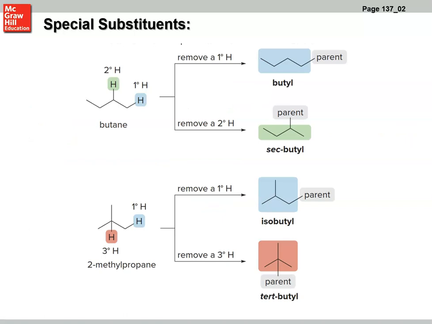For butane, there are also special circumstances. If we're looking at the attachment on the end, that's where we would just have the normal butyl group. However, if the original attachment point comes in the middle, then it's going to be a sec-butyl, and it wouldn't matter if the parent and the attachment point was like this.